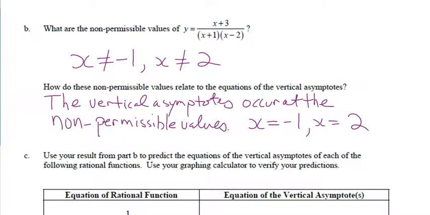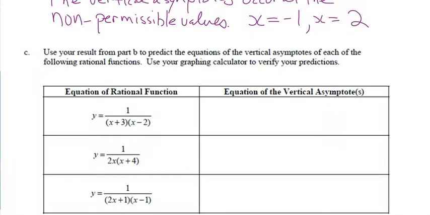So basically we rewrite it. We write the non-permissible values as x cannot equal, and we write the asymptotes as x does equal, right? So in the equation, x cannot be equal to -1, giving us a vertical asymptote at x equals -1. Use the result from part B to predict the equations of the vertical asymptotes of each of the following rational functions. Okay, you can do that.